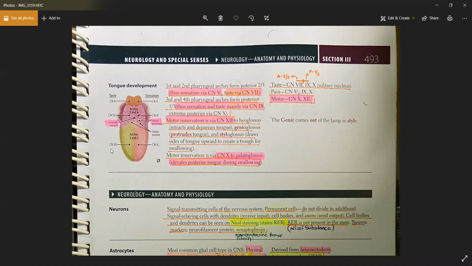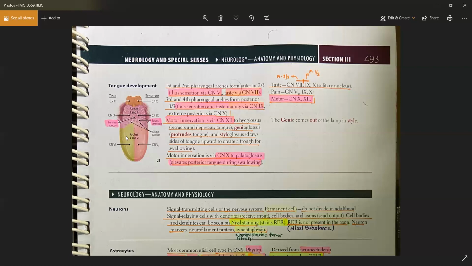For the sensory supply of the anterior 2/3, the senses for pain and temperature are supplied by cranial nerve 5, and the taste, which is a higher function, is supplied by cranial nerve 7. For the posterior 1/3, the majority portion is supplied by cranial nerve 9, which supplies both pain, temperature, as well as taste. The very posterior part of the tongue is supplied by cranial nerve 10, both taste as well as pain and temperature.